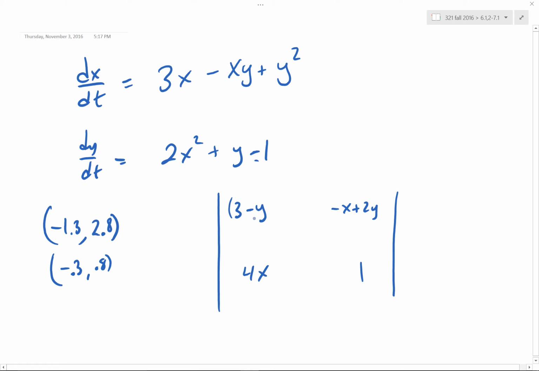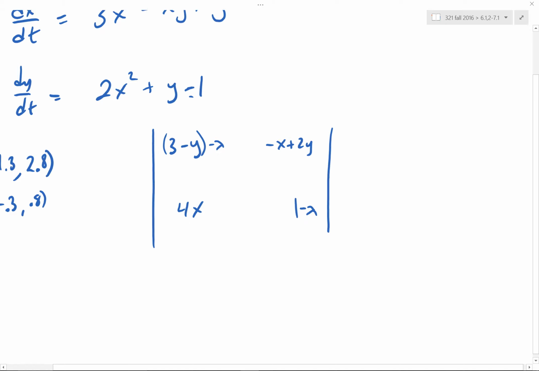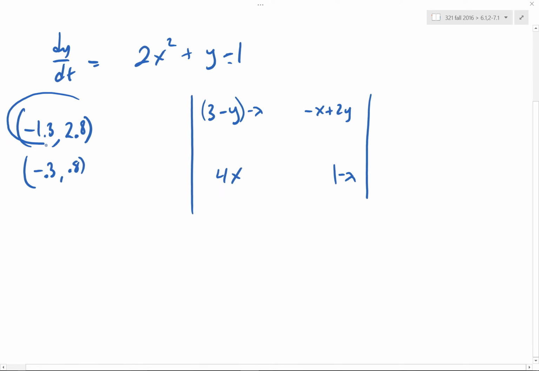Nice. I'm going to put that there just for grins, and then minus lambda. I'm going to do that in a second here. But you're like, what am I going to do? Well, one at a time, you're going to drop those dudes in for your x's and y's.